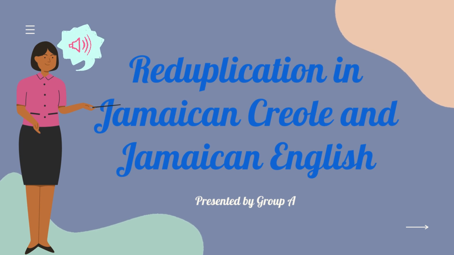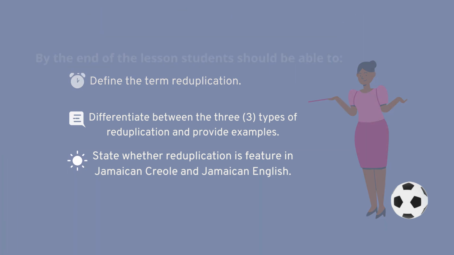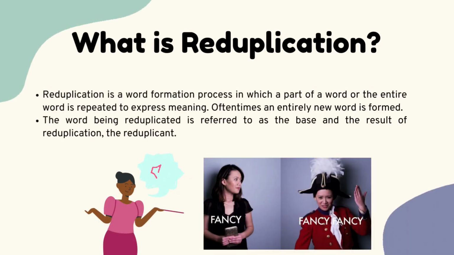So on to our objectives. By the end of the lesson, students should be able to define the term reduplication, differentiate between the three types of reduplication, whilst providing examples, and lastly, to state whether reduplication is a feature in Jamaican Creole and Jamaican English. I will now hand over to Miss Comrie.